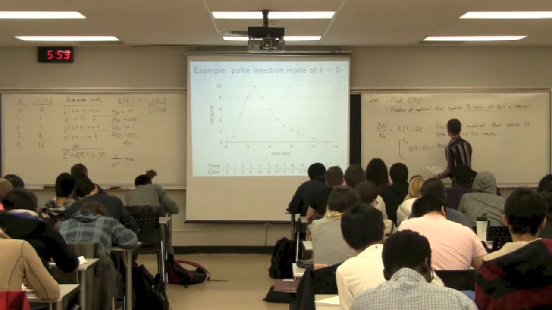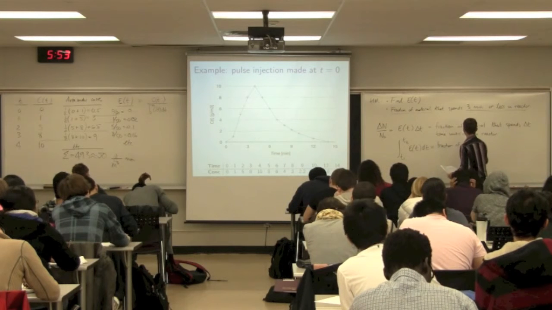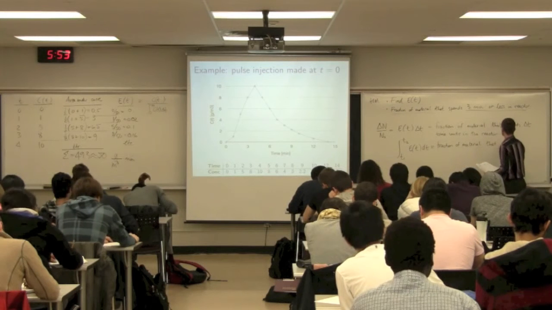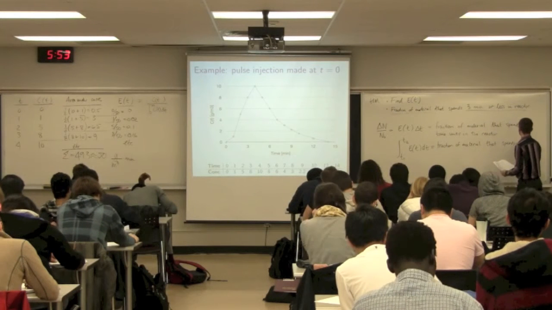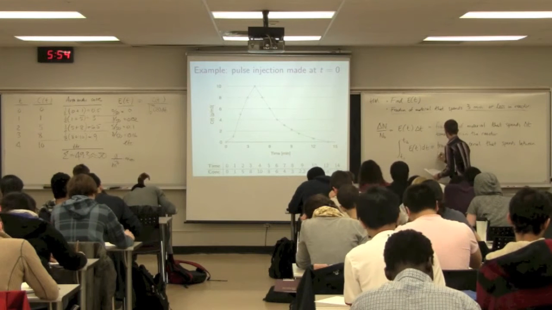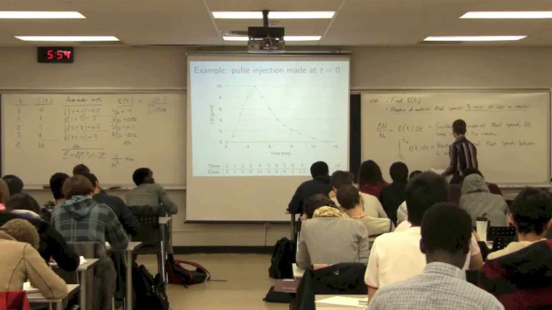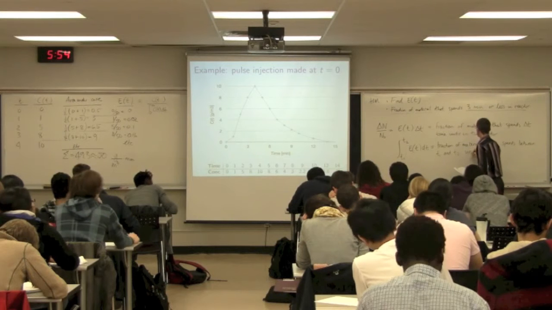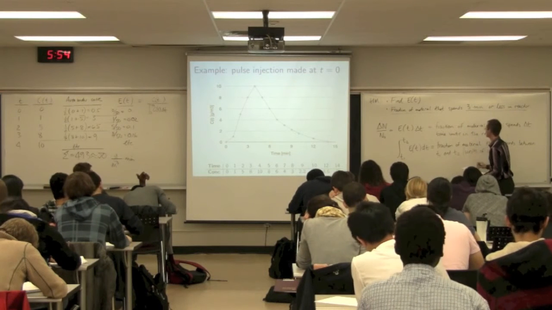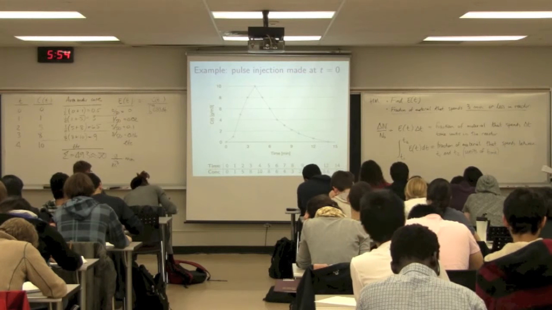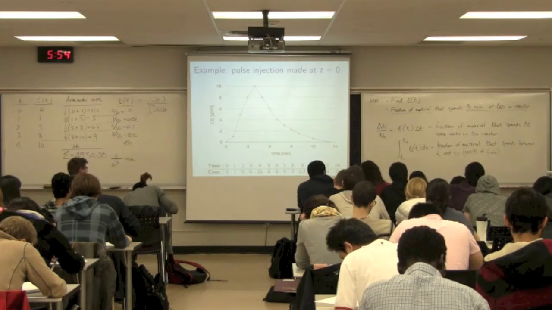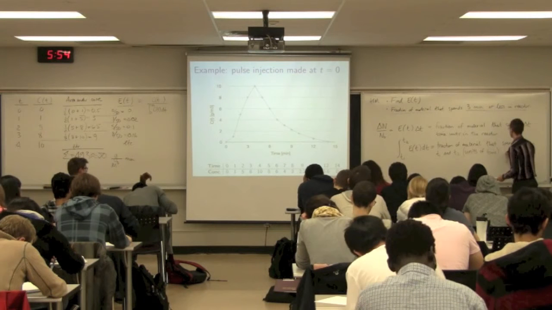So it's the fraction of material that spends between time one and time two units of time, so whatever that might be, seconds or minutes, depending on your frame of reference. So fractional material that spends between time 1 and time 2 units of time in the reactor.